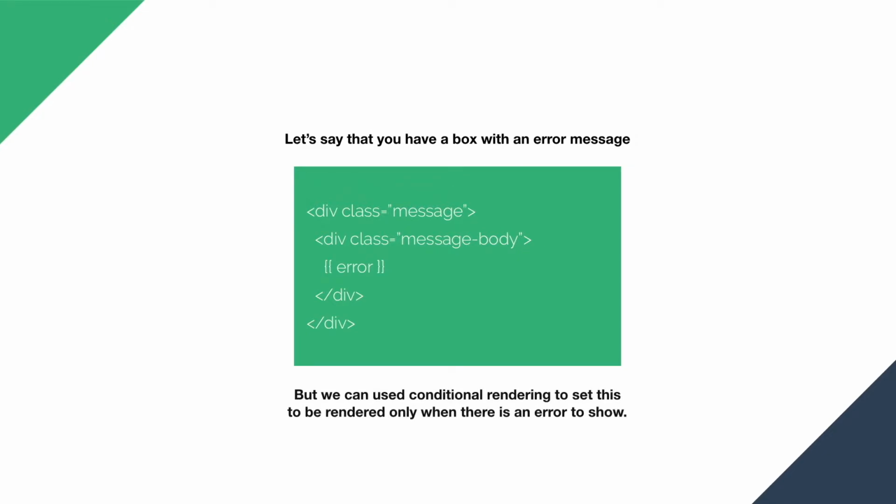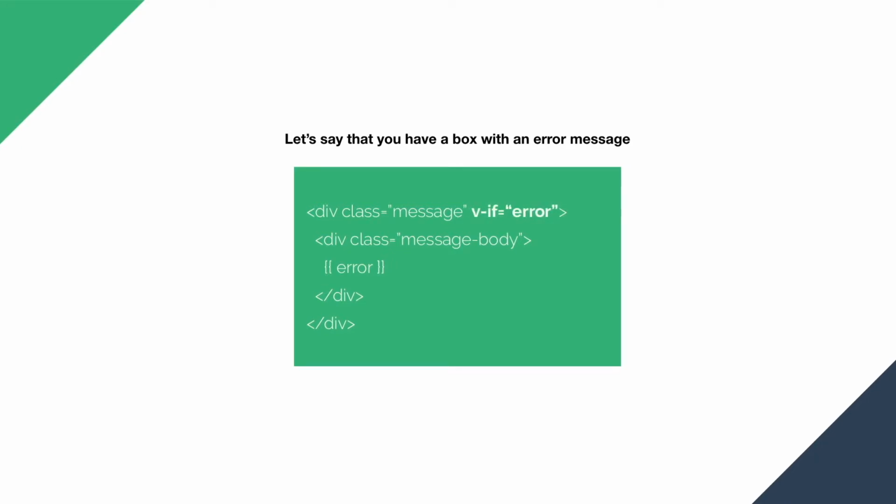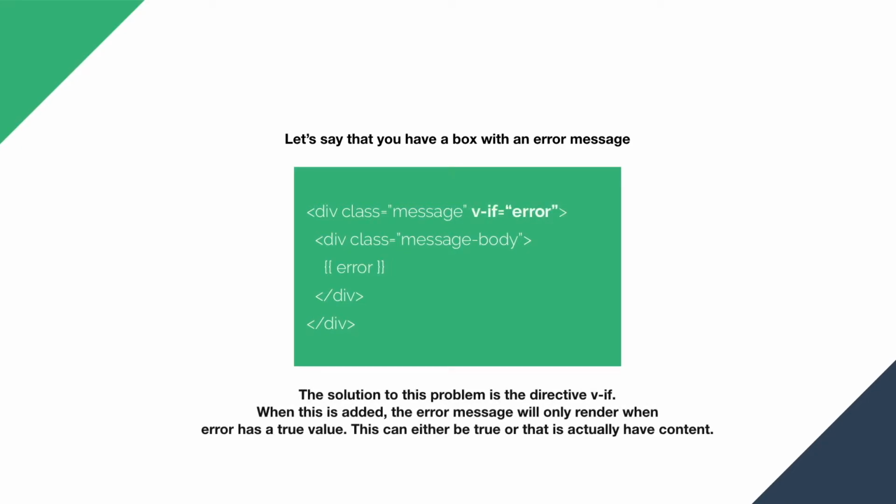But we can use conditional rendering to set this to be rendered only when there actually is an error to show. So we use the vuejs directive. When we add this, the error message will only be showing when the error value is true or if it has some content in it.